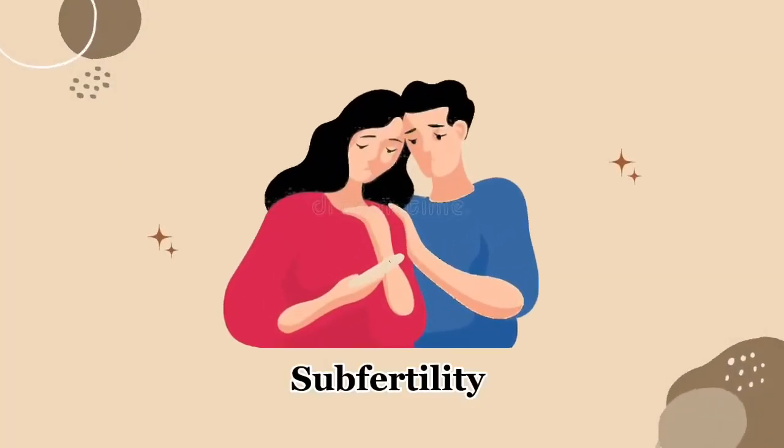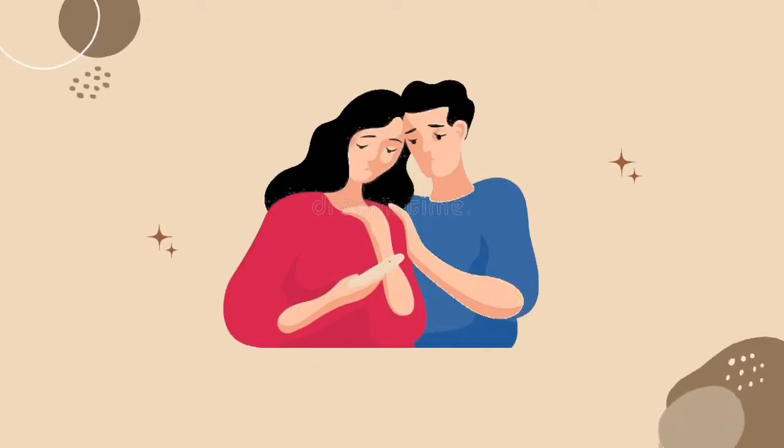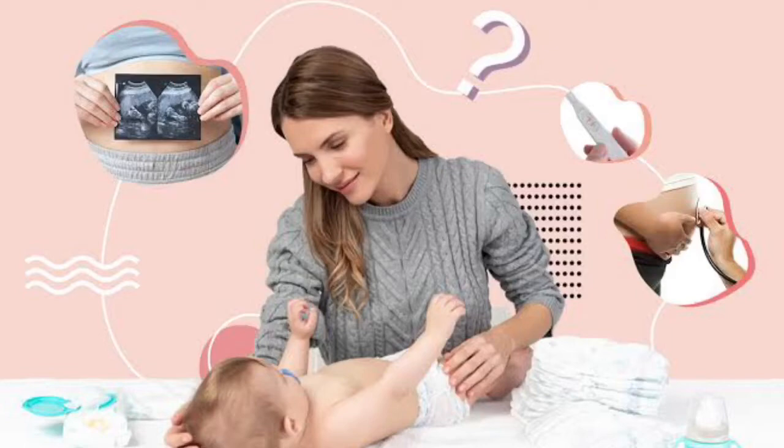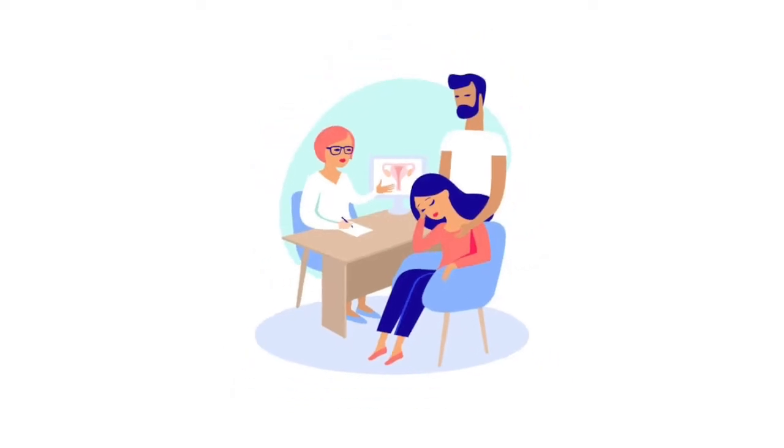Fertility problems are sometimes called subfertility or infertility, but these two are different. Subfertility is a delay in conceiving. It is said to exist when pregnancy has not occurred after at least 1 year of engaging in unprotected coitus. So when we say subfertility, ito yung delay yung pagbubuntis ng isang babae. Pwedeng may anak na siya or nabuntis na siya nung una, but at the second time around, delay na o wala na talagang nangyayaring conceiving. Or may kakayahan nga siyang makapag-conceive pero less yung chance.